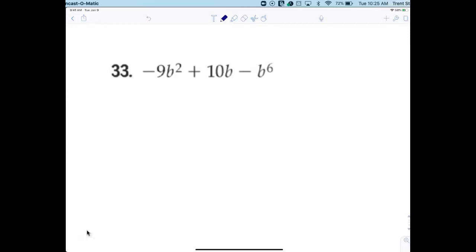Negative 9b and 10b. Which one has the largest exponent? Negative b to the 6th. Good. And then minus b squared. And then 10b. Guys, just simple. Simple, right? Anybody have any questions?